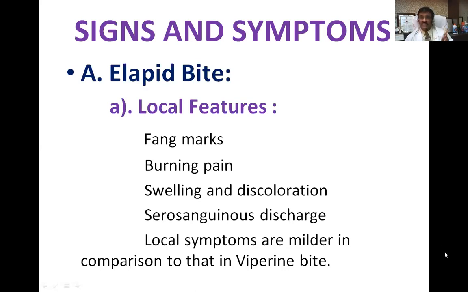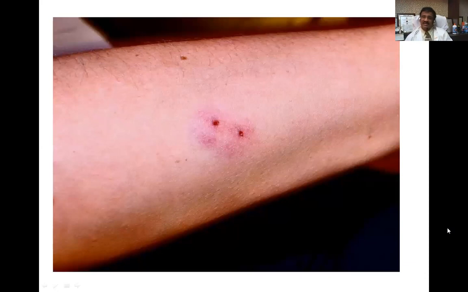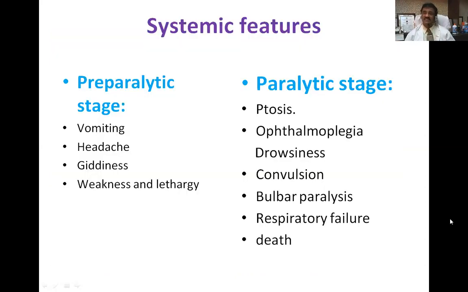Viperine snake bite local symptoms are very severe because it is a hemolytic type of venom. And in case of cobra snake bite, you can see these two fang marks, and usually there are no very prominent local features seen here apart from some reddish discoloration. But systemic features are very grave in case of cobra bite, or you can say neurotoxic snake bite, that is elapids. Pre-paralytic stage and paralytic stage. So before paralysis and during paralysis.